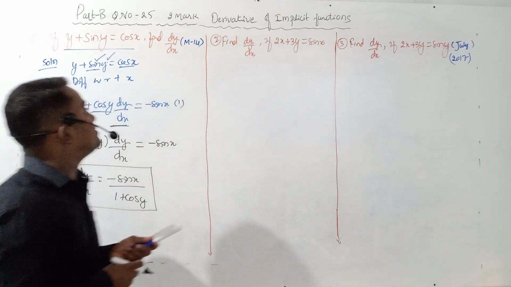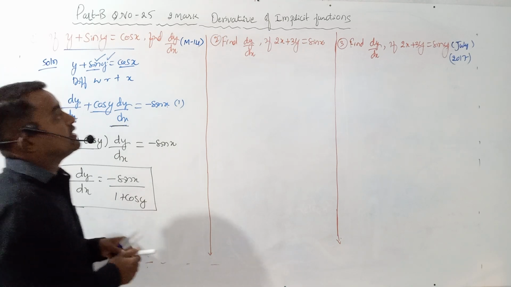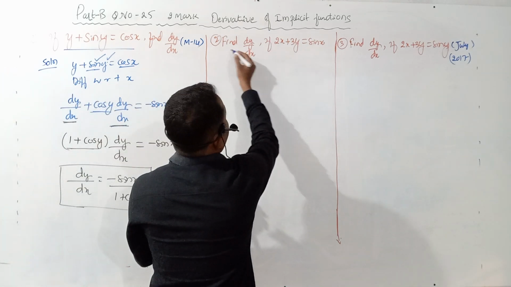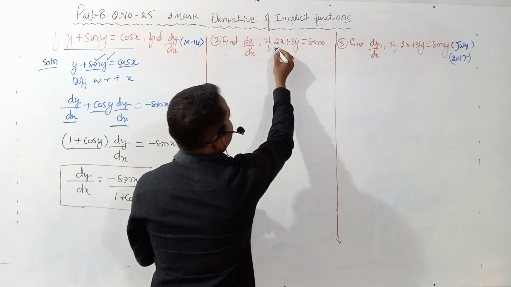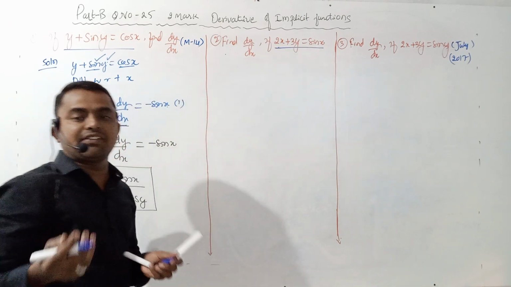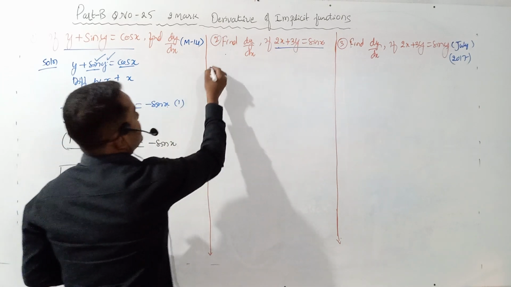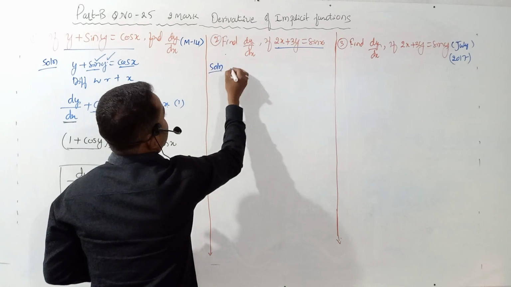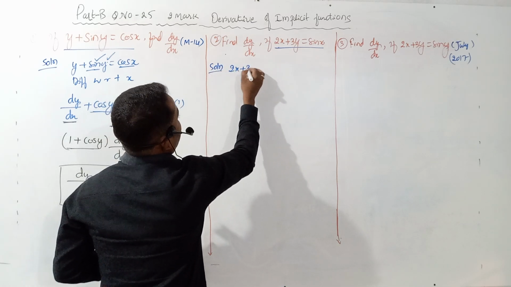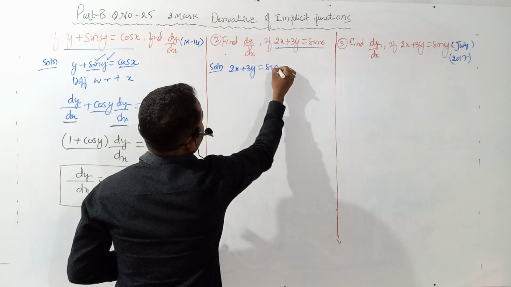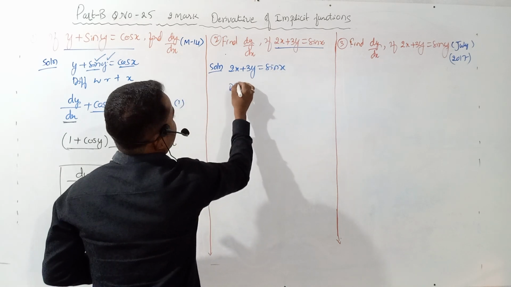Now the second problem: find dy by dx if 2x plus 3y is equal to sin x. Write the given function first as it is. Solution of the problem: 2x plus 3y is equal to sin x. Now differentiate with respect to x.